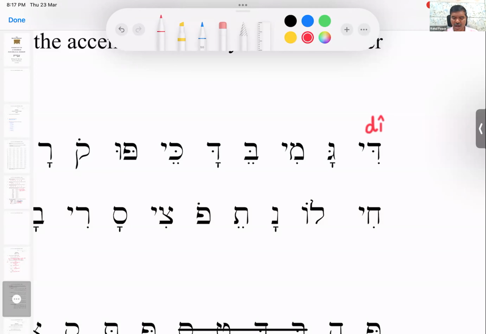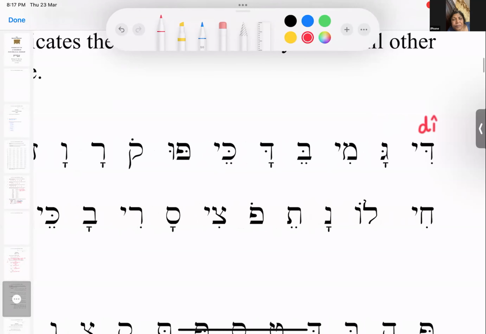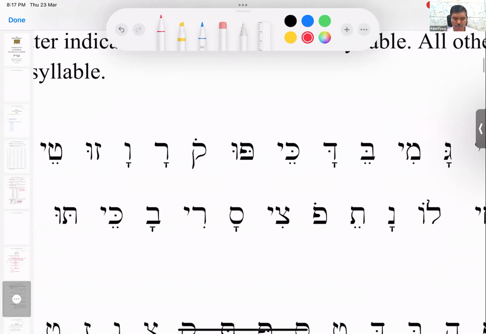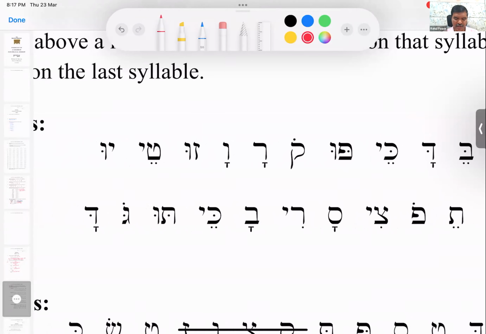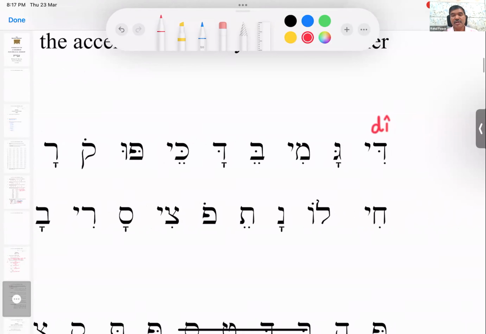Di, ga, mi, be, da, ke, pu, ko, ra, wa, zu, te. Not only read aloud, but I want you to write in transliterated form also, so that it will be good practice. For example, ga is there. Ga. So for ga, transliterated form is g. And for Kamets, ga. Then Beth.